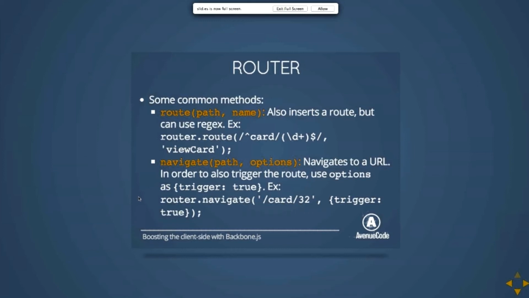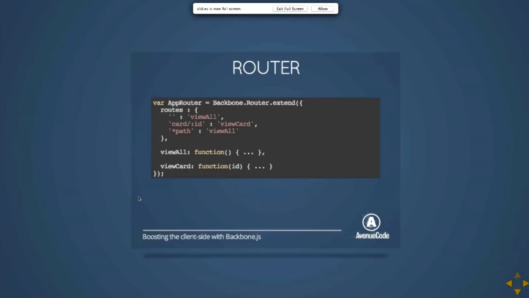This is an example. In the app router, we have the routes object. I'm defining 3 routes here. Blank is view all. If I just go to my site, www.avenuecode.com, it goes to view all. If I do /card and I pass an ID, this is an attribute ID of the card, I call the function view card. The function view card receives this ID, which we can send to a model to go to the view and render, and so on.